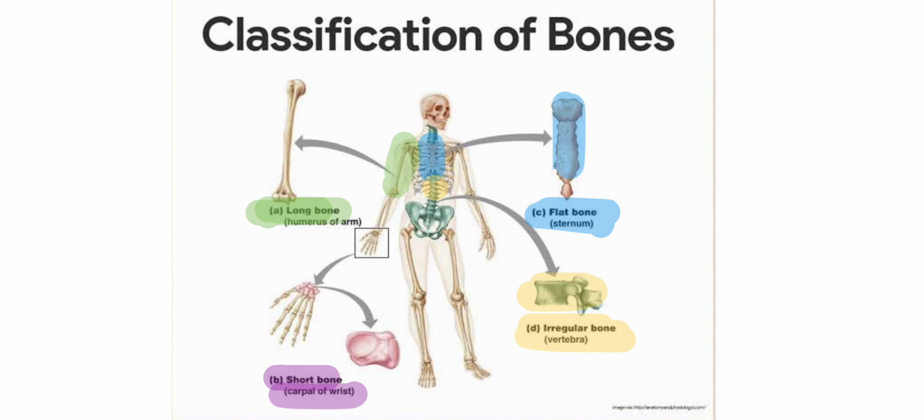The irregular bones can be affected by infections, trauma, fractures, osteoporosis, and osteomyelitis. This is the end of our lecture.